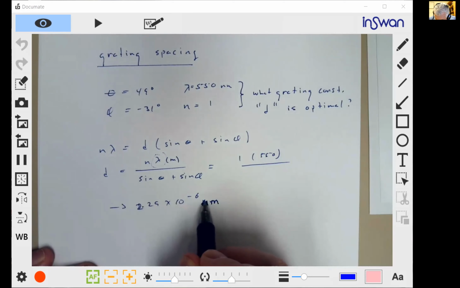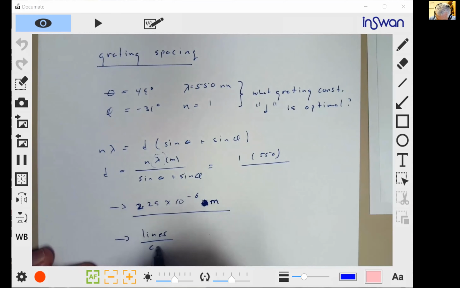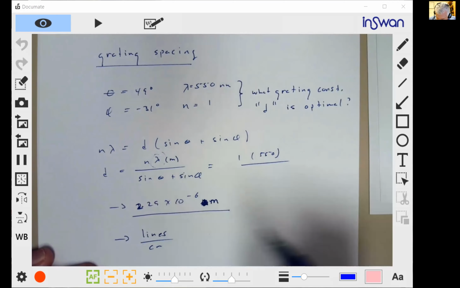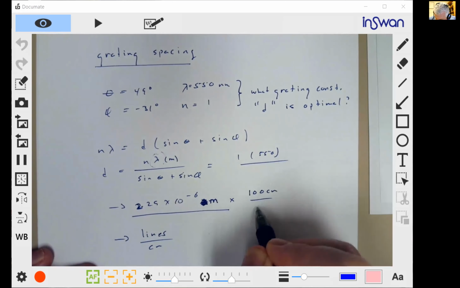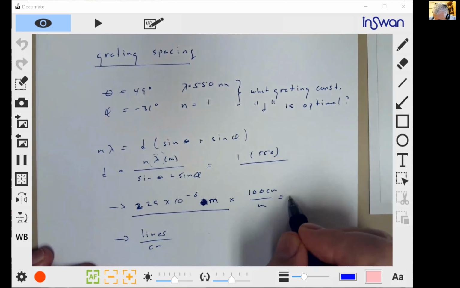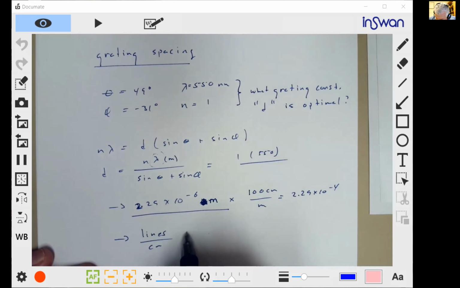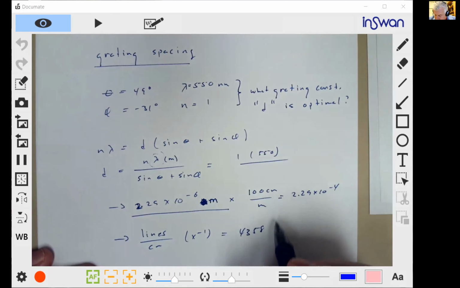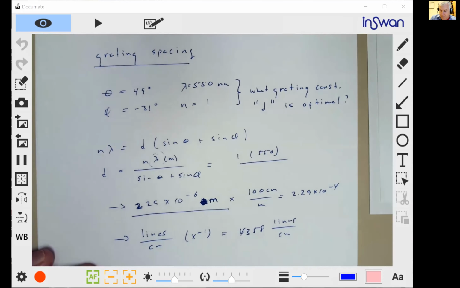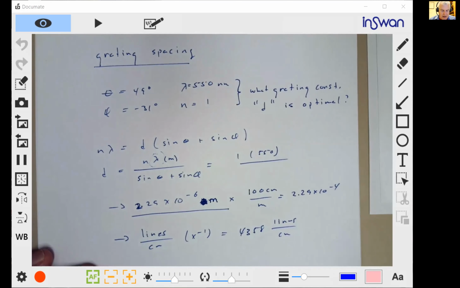So 2.29 times 10 to the minus 6 meters. And then what you want to do is convert this into lines per centimeter. So first convert it into centimeters and then take the reciprocal. So we could say times 100 centimeters per meter, and that'll make it 2.29 times 10 to the minus 4. And then take the reciprocal of it, and that will give you 43.58 lines per centimeter. Check.